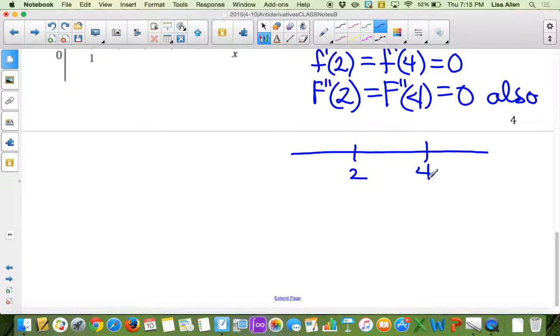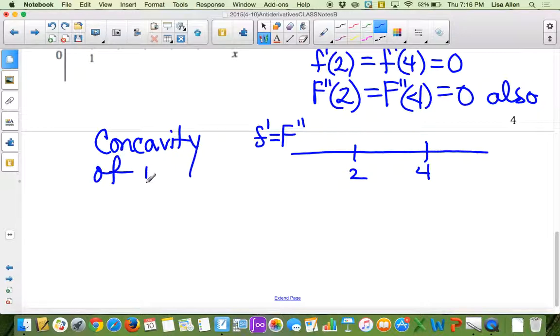And on the top, we're going to talk about f prime. That's the slope of the original graph. And remember that that's capital F double prime. And that's going to speak about the concavity. What we're looking at right now is the concavity of capital F and possible POIs, points of inflection.